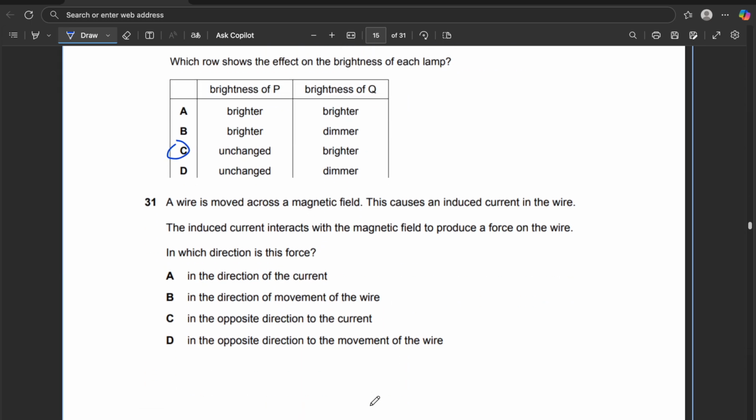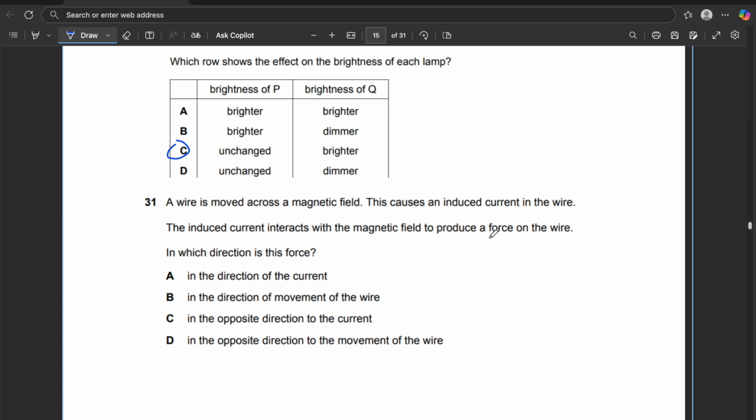A wire is moved across a magnetic field. This causes an induced current in the wire. The induced current interacts with the magnetic field to produce a force on the wire. In which direction is this force?